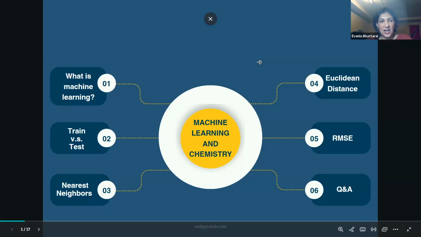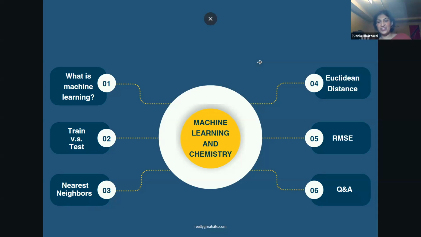Yeah, of course. Hi, I'm Avanya. So today we're going to be covering 5 topics related to the machine learning and chemistry lab. The first topic is what is machine learning. The second is train versus test. The third is the concept of nearest neighbors, and that's going to lead into the Euclidean distance formula along with root mean squared error. And then at the end of our slides, we'll have some time for Q&A.